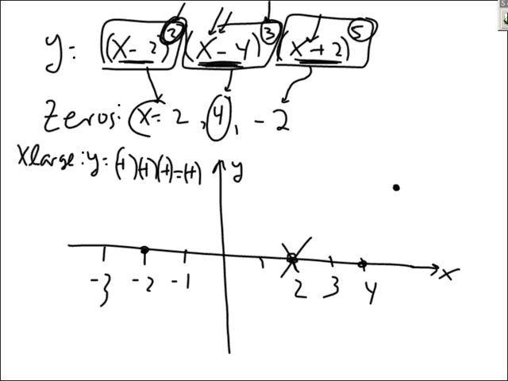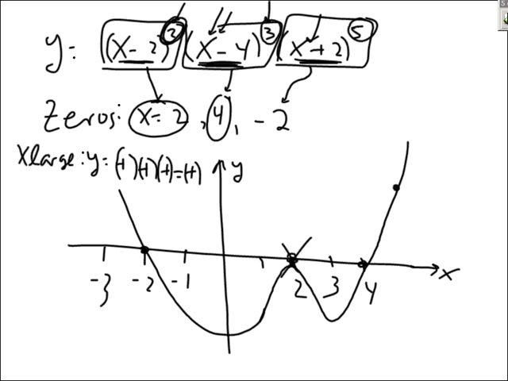If the 0, when x is 2 in this case, came from x minus 2 to an even power, you don't cross at 2, you just touch. That is, the graph comes down, it crosses at 4, it comes up and touches at 2, and then it comes back and crosses at negative 2. And there's your graph. Just touch the x-axis at 2.